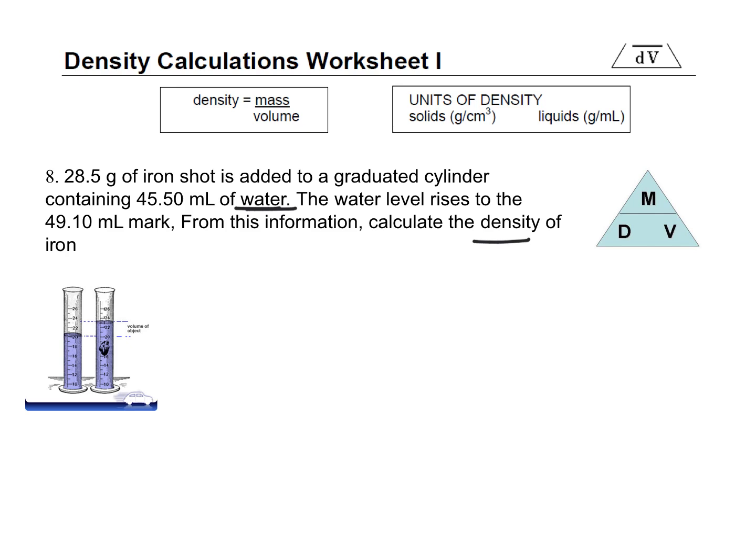Well, if they're asking you for density, you want to go ahead and say, okay, I'm going to be using the density formula. Density is equal to mass over volume. Does it give me a mass? Yeah, it does. Did it give me a volume? It gave me 2 volumes. Why are there 2 volumes? Because we're using water displacement to get the volume of the object.